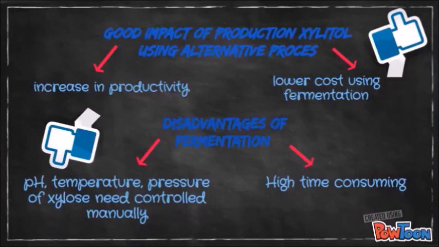Okay, the second good impact of production of xylitol is the lower cost using fermentation. This is because the fermentation did not use the purification method as in the chemical process. Okay, the disadvantages of fermentation is the pH and temperature and also the pressure of xylose need to be controlled manually. So we need to try and error until the pH value, temperature and also the pressure of xylose reach their optimum value so that the reaction will occur.